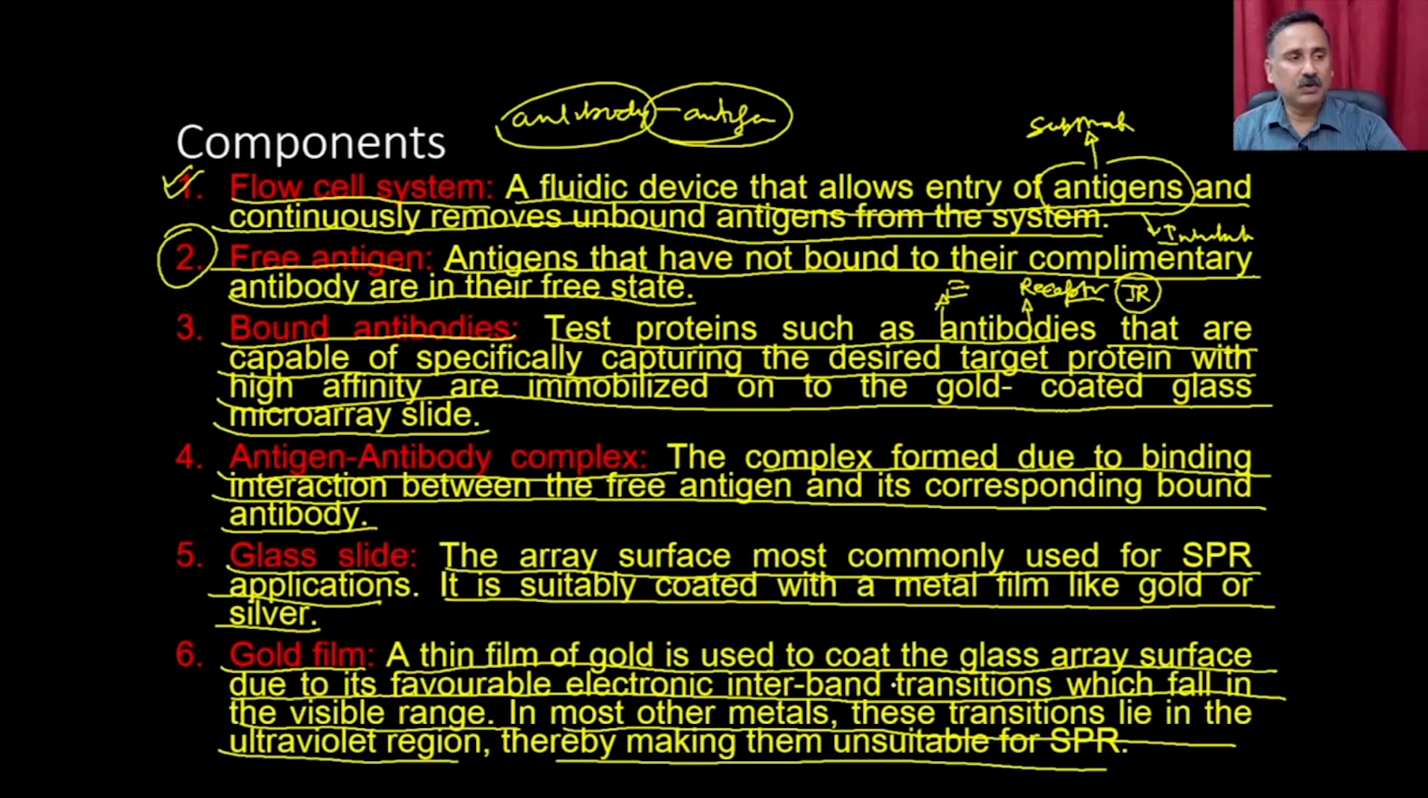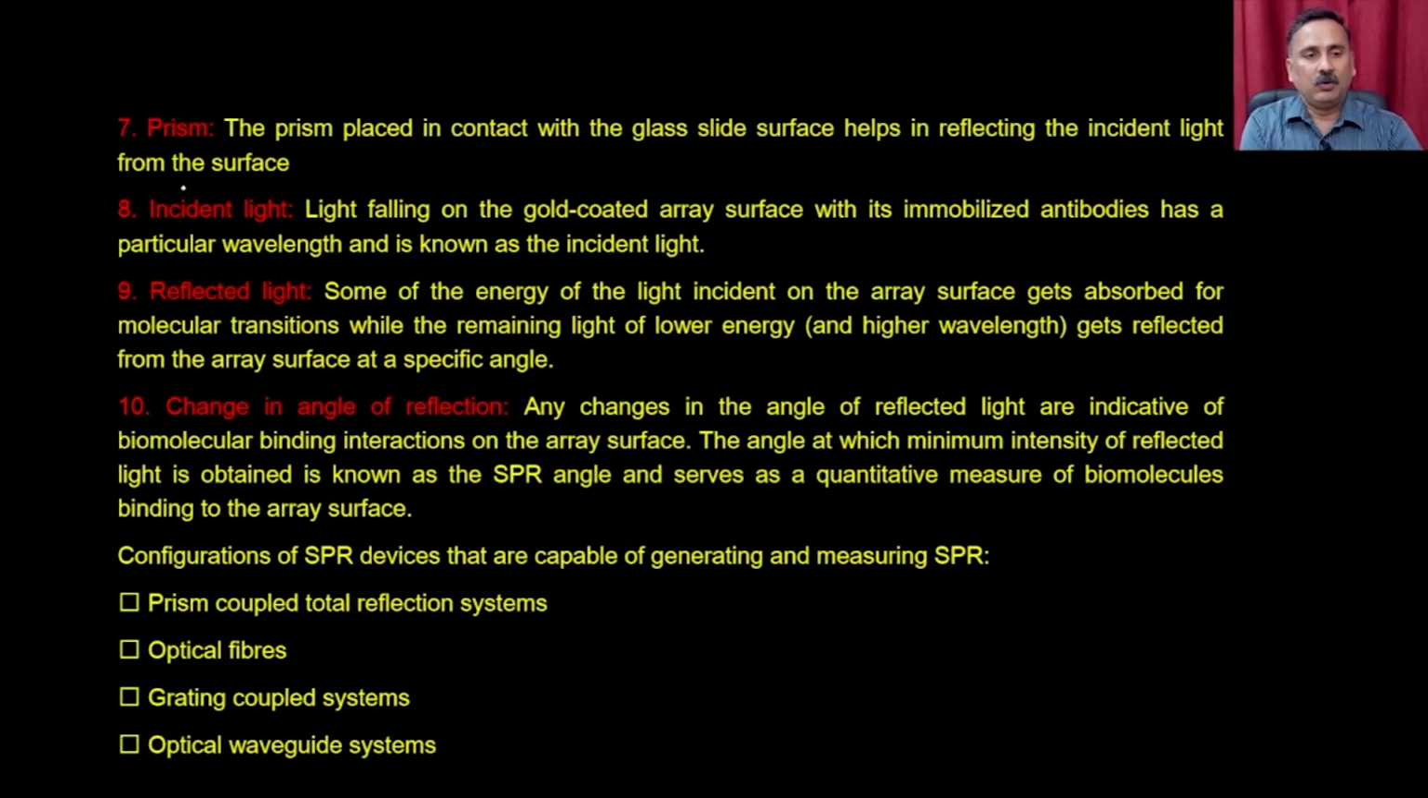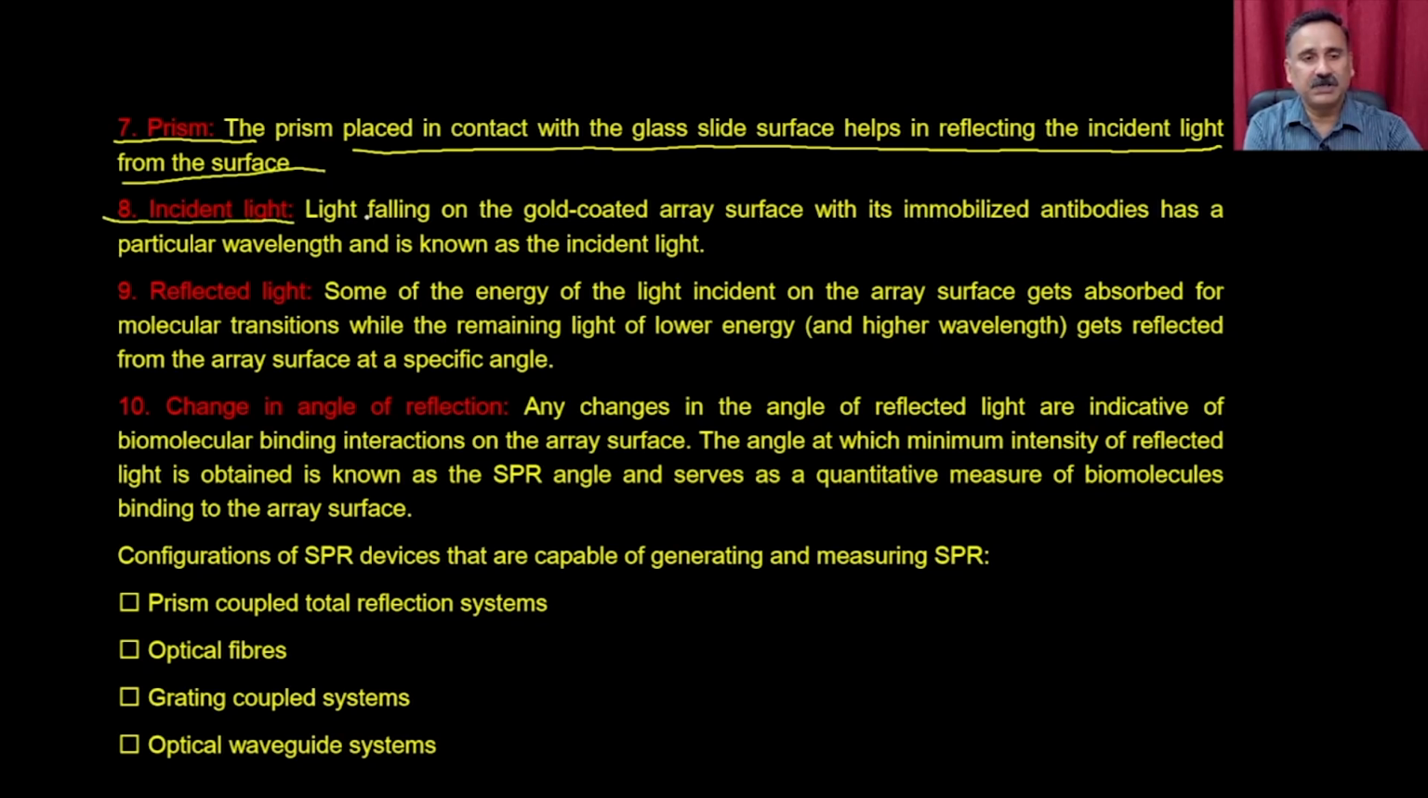So why do we use gold? Because gold gives the transitions in the visible range, whereas other metals give the transition in the ultraviolet range, and that is not suitable for SPR. Then we also require a prism. The prism placed in contact with the glass slide surface helps in reflecting the incident light from the surface. Then you also require the light source, like the incident light.